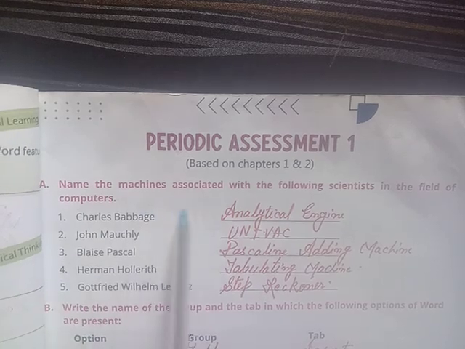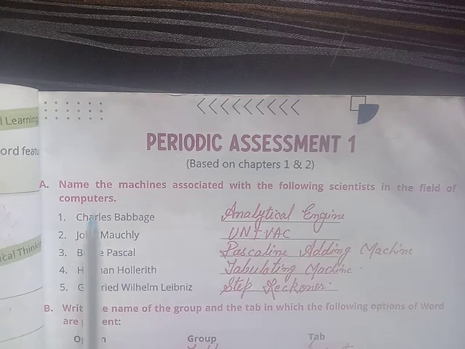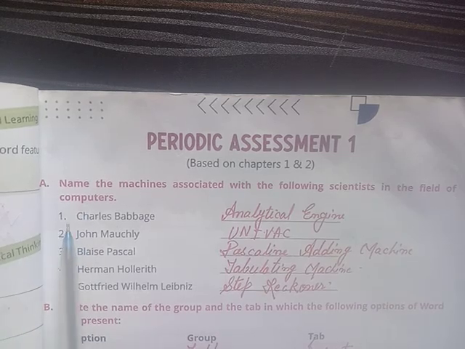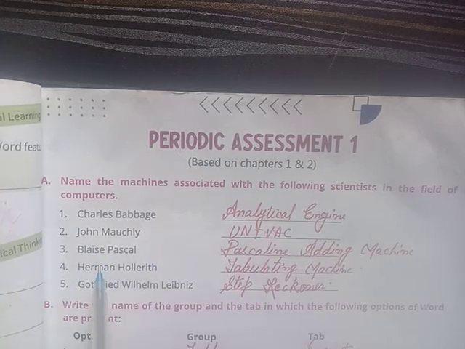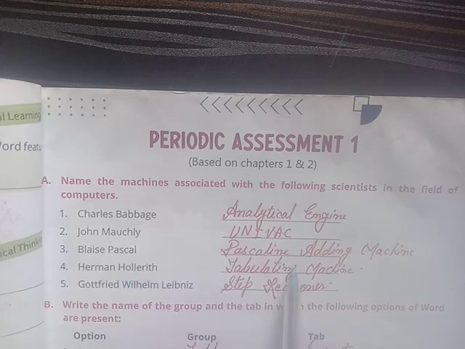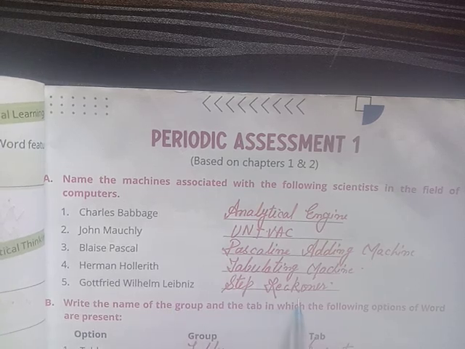First, name the machines associated with the following scientists in the field of computer. First, Charles Babbage, Analytical Engine. Second, John Mauchly, UNIVAC. Third, Blaise Pascal, Pascaline adding machine. 4, Herman Hollerith, tabulating machine. 5, Gottfried Wilhelm Leibniz, Stepped Reckoner.